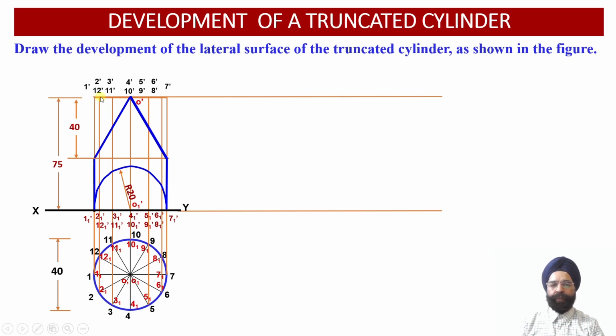Now we can see from the top face we have drawn a horizontal projector line. From the base of this cylinder again we have drawn a horizontal projector line, so that the height of the cylinder we have obtained over here. So this is the true length of the height of the cylinder which we have been able to obtain between these two horizontal projector lines.